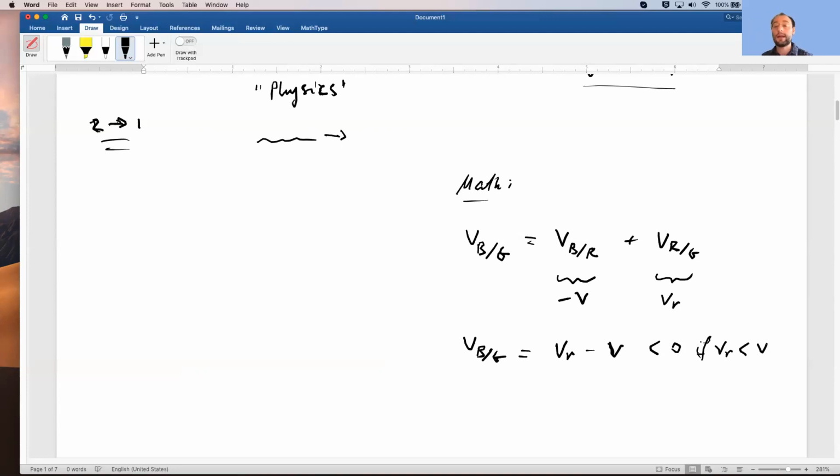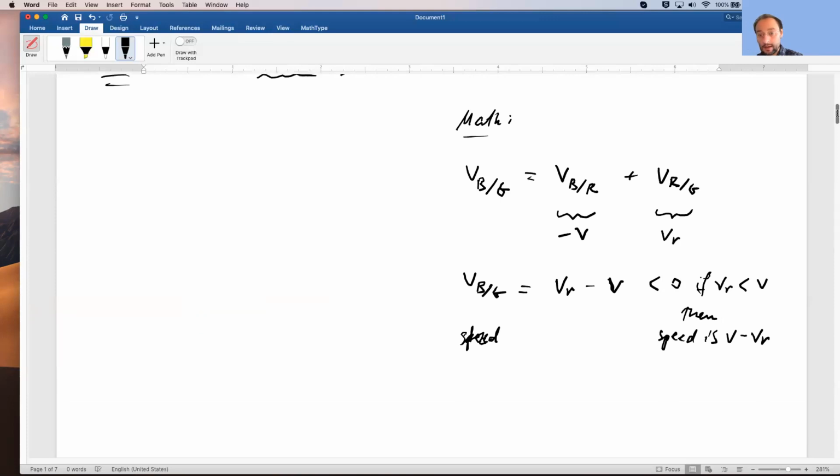And so if we're working with speeds and distances as opposed to velocities and displacements, for speed we'll have to multiply this by -1. So the speed is minus v. Okay. Notice, so here comes the physics now. If v equals vr, the speed of the boater relative to the ground is 0.